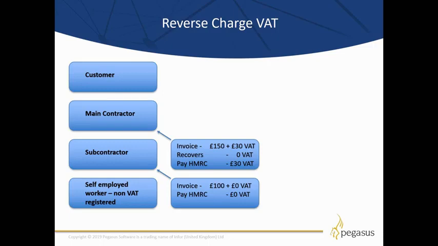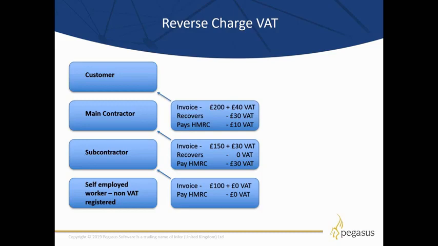At the end of the VAT quarter, they would pay that VAT across to HMRC and at the same time recover any VAT they had paid to their subcontractors and suppliers. In this example, that would be zero VAT recovered because there was no VAT on the invoice from that self-employed worker in that period. However, they would pay the £30 VAT to HMRC, which is the value on the invoice to the main contractor. The main contractor does some additional work, and at the end of the period, they would send an invoice to their customer.